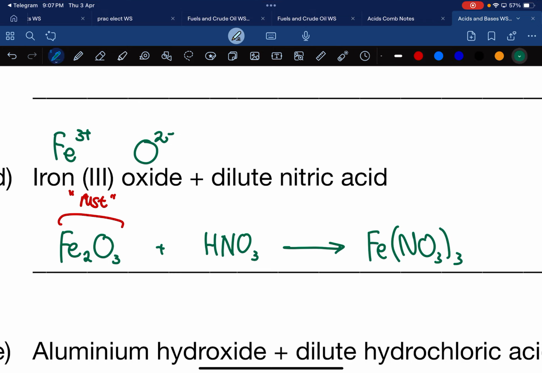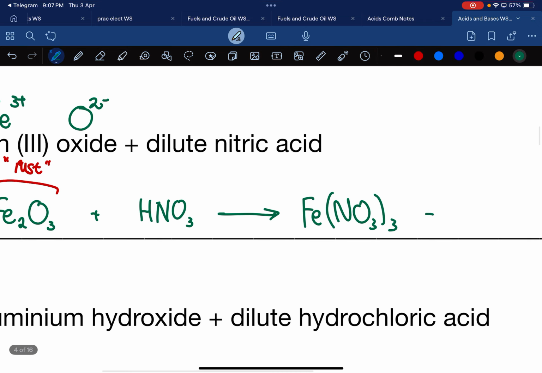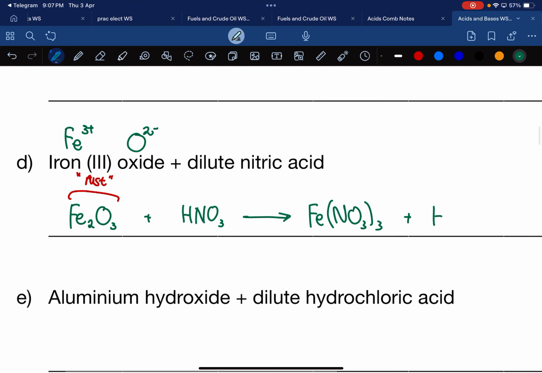And plus, base plus acid gives you salt and water. Can you guys balance this? You found out all of your chemical formulas by yourselves already. Just balance the equation now. How many Fe's, how many nitrates, how many O's, how many H, how many N.